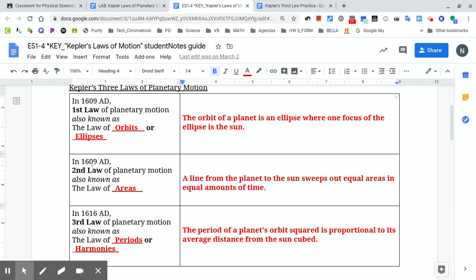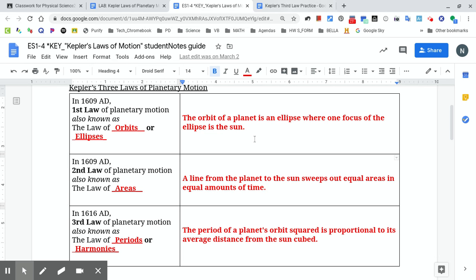All right, so the second law then here, in 1609, so same year, the second law of planetary motion was known as the law of areas, okay? So areas, I think of amount of space that something takes up. A line from the planet to the sun, okay? So from the planet where it's on its elliptical path to whichever focal point is the sun, sweeps out equal areas in equal amounts of time. So equal areas, equal amount of time, okay?